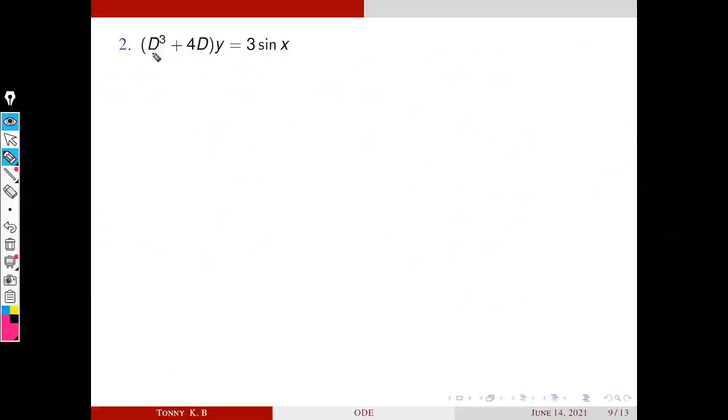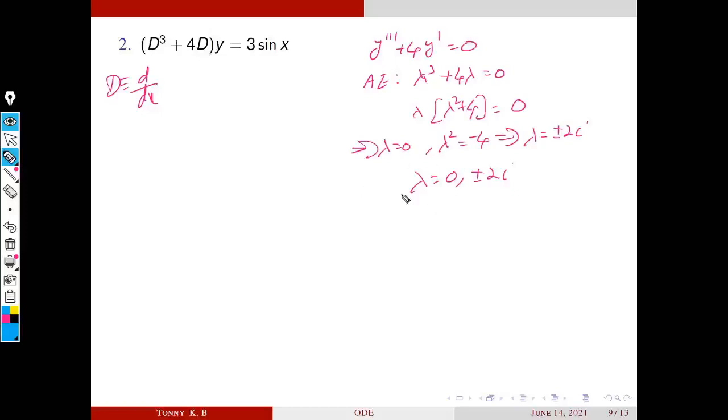Second problem. Solve (D cube plus 4D) of y equal to 3 sin x. Here D stands for d by dx, so D cube means d cube by dx cube. This is a third order differential equation. So first we have to find yh. yh means the solution corresponding to the homogeneous equation. So this is the homogeneous equation.